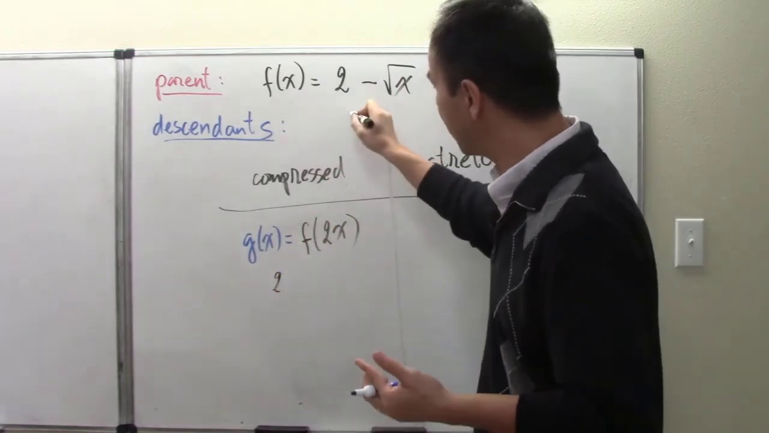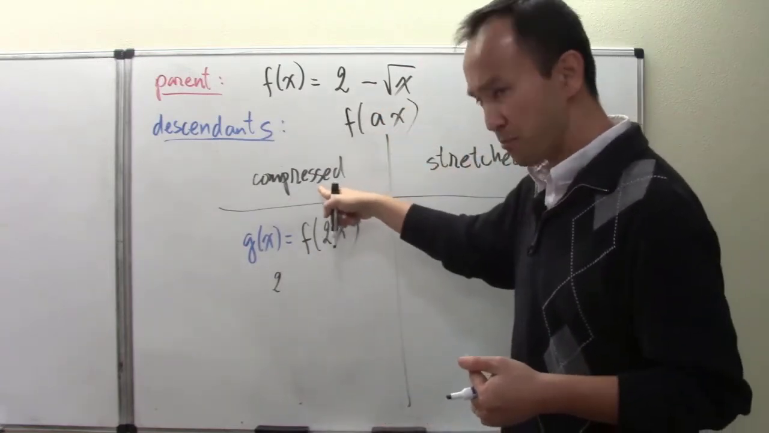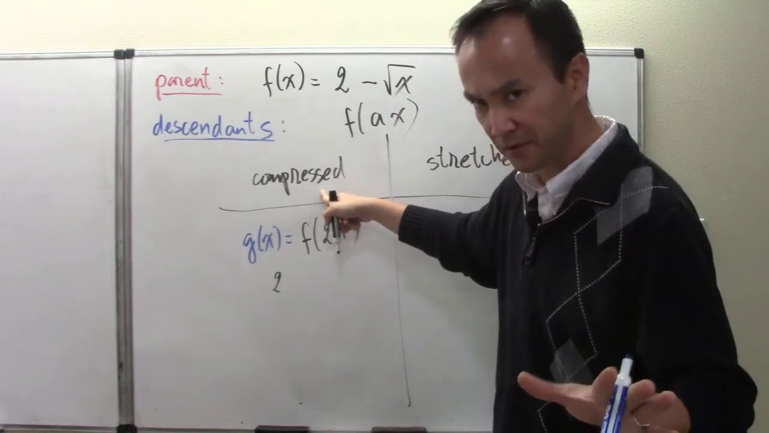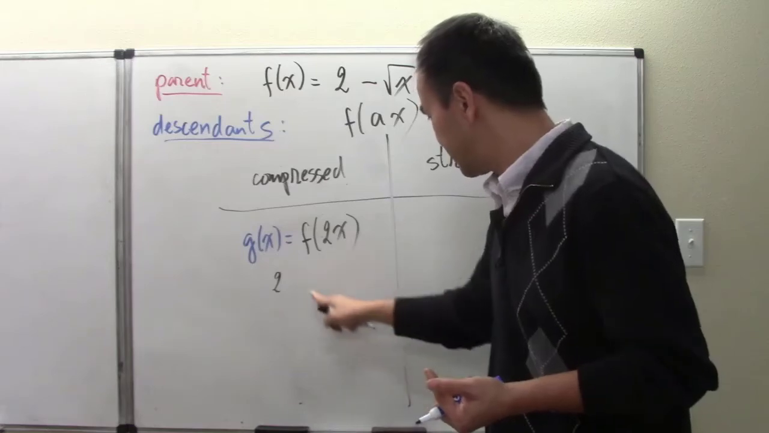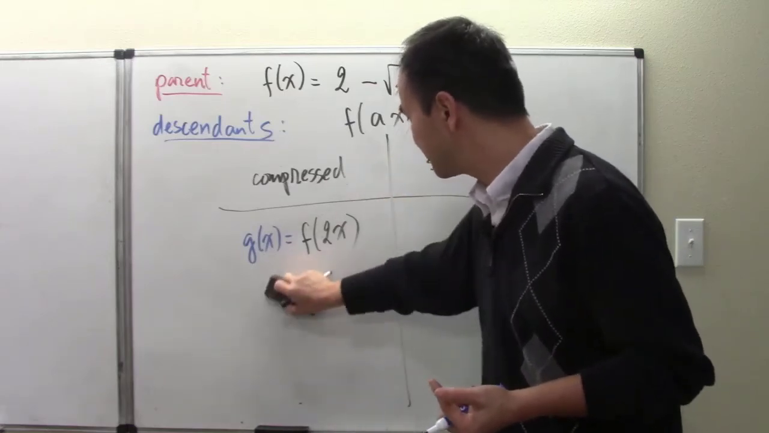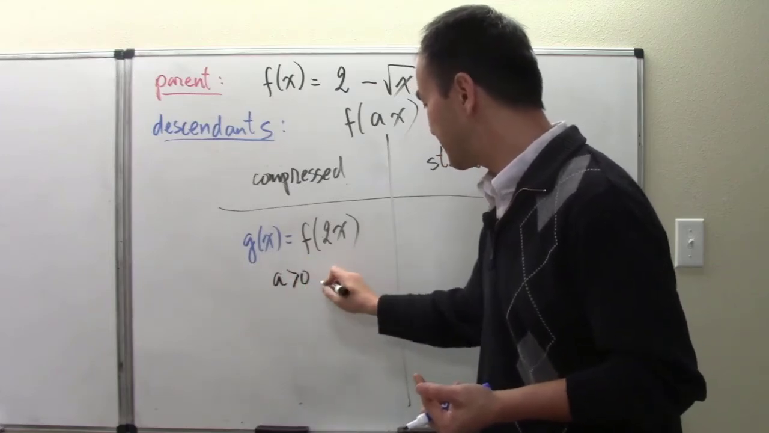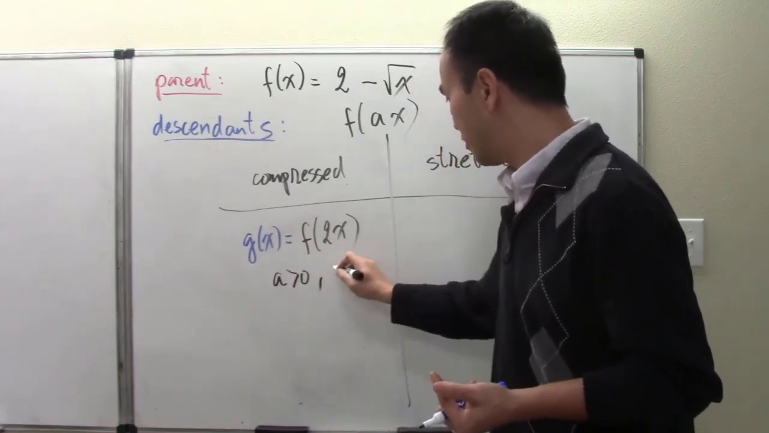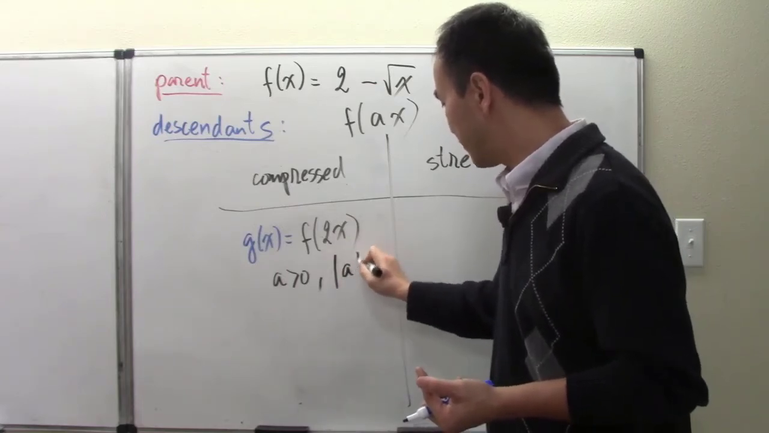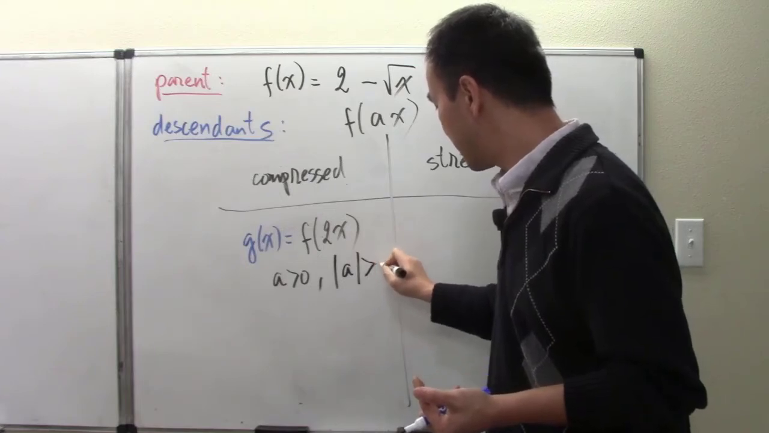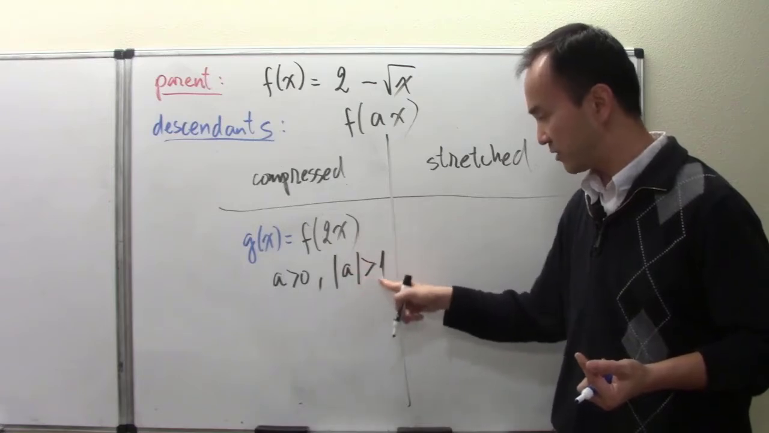Any of these descendants came out from the parent taking the inputs ax. We saw a horizontally compressed version, because the a value here is positive, and further, what we noticed is that the absolute value of a was greater than 1.